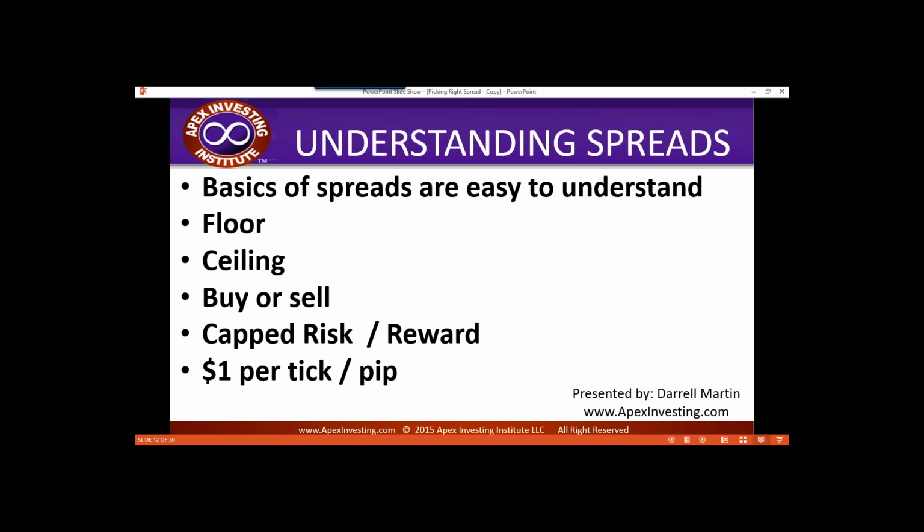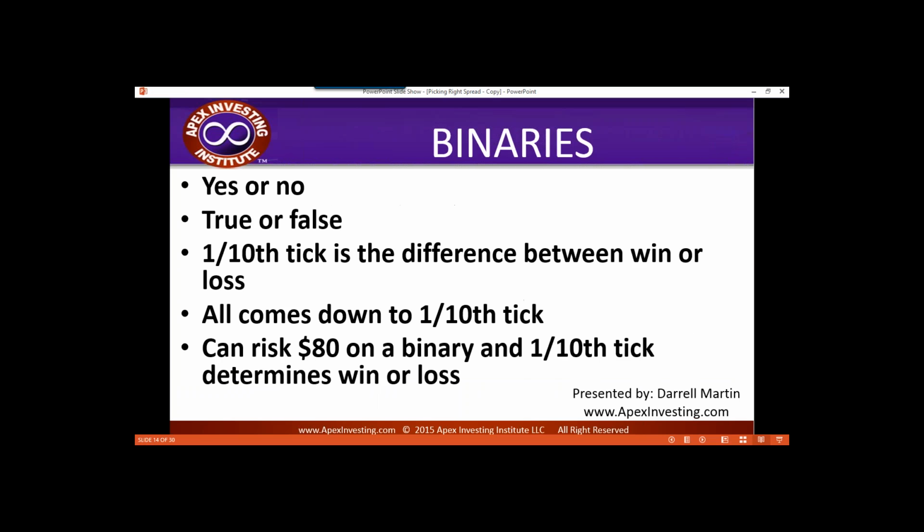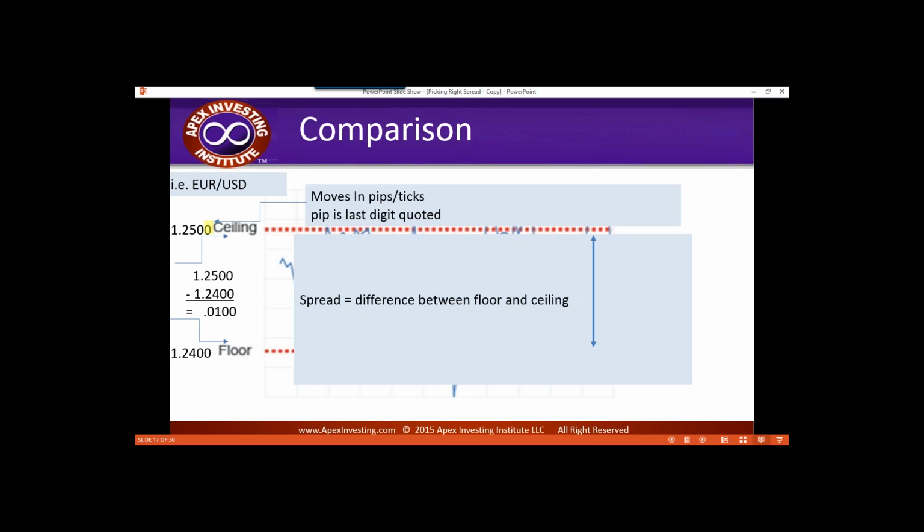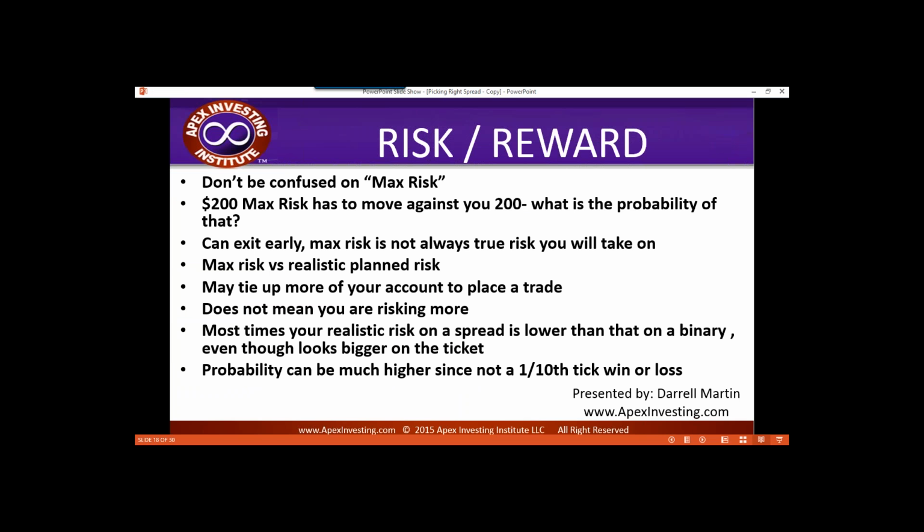So basics of a spread are easy to understand. You got a floor and a ceiling, you've got capped risk, up or down. It's $1 per tick or per pip, okay? So we've been through all that. That covers the basics. Now, I want to talk about a couple things here real quick, the few things that seem to slip people up about spreads, okay?